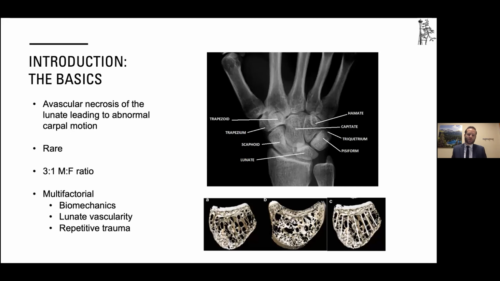So just a basic introduction, the lunate is one of the central bones of the carpus. It has articulations with both the distal radius and the distal ulna, as well as multiple intercarpal articulations. Its central position has led many to describe it as the keystone of the wrist. When we talk about Kienböck disease specifically, we're discussing avascular necrosis of the lunate. This is a rare disease.